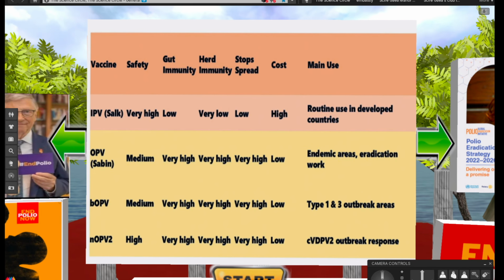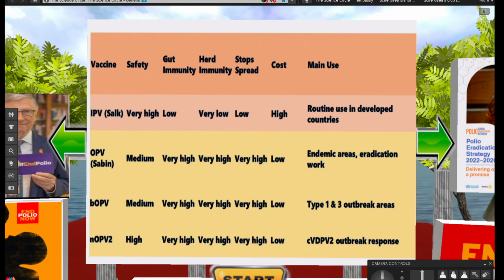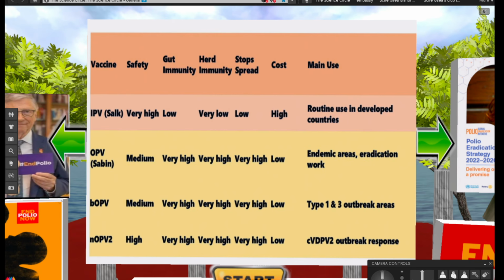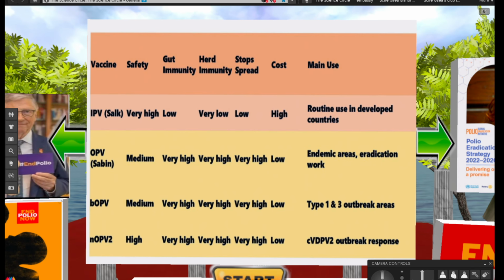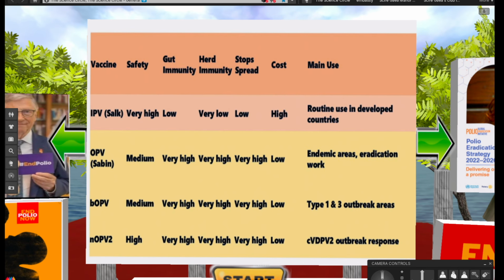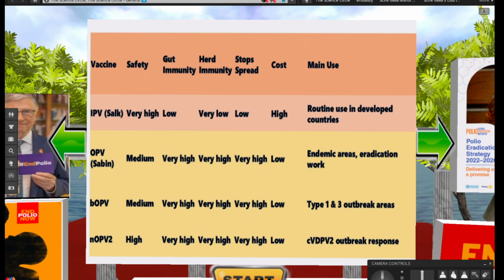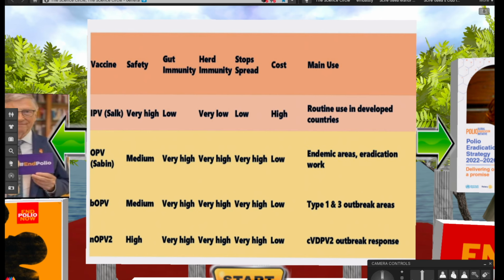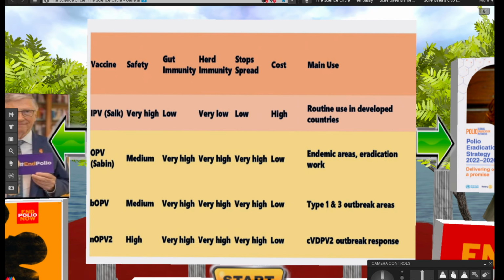Today, I would like to give a brief overview of the main types of polio vaccines and their strengths and limitations. Polio eradication is one of the most ambitious public health efforts in history, and understanding these vaccines helps us appreciate both our progress and the challenges ahead.